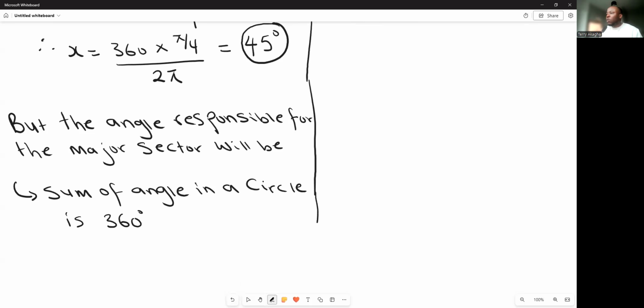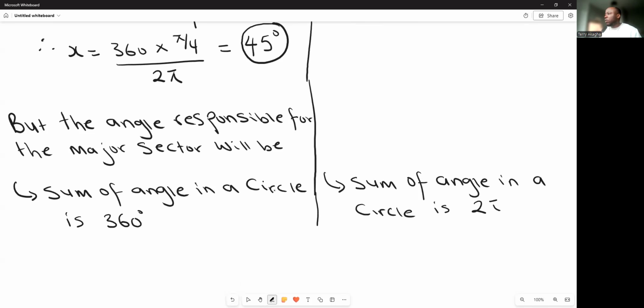But if you are working with radian, the sum of angle is 2 pi. So you have to know the difference. The sum of angles in a circle is 360 degrees, but if it's with radian, the sum of angle in a circle is 2 pi. Are you seeing it?